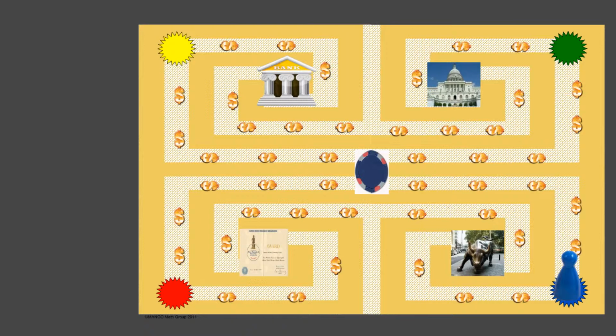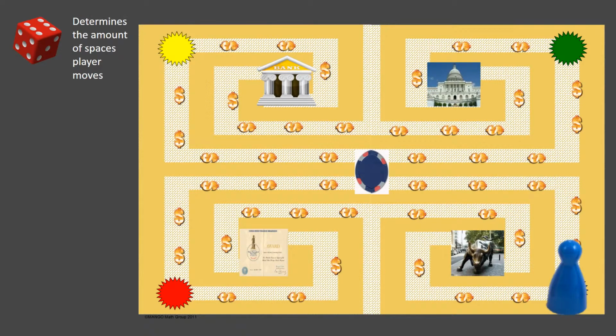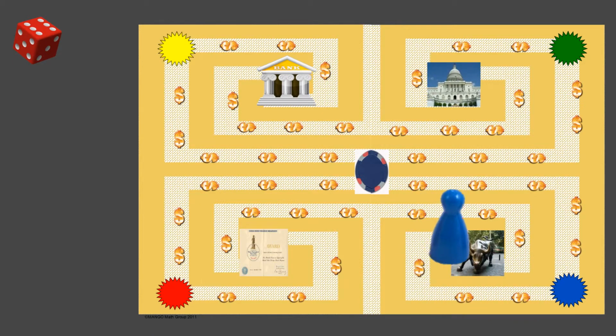They are going to have their pawn, and with that, they're going to roll the dice, which is going to tell them how many spaces they move. They're going to move their pawn that many spaces on the board. And once they reach a financial institution, they're going to roll the other dice. And each one of these dice represents something else.